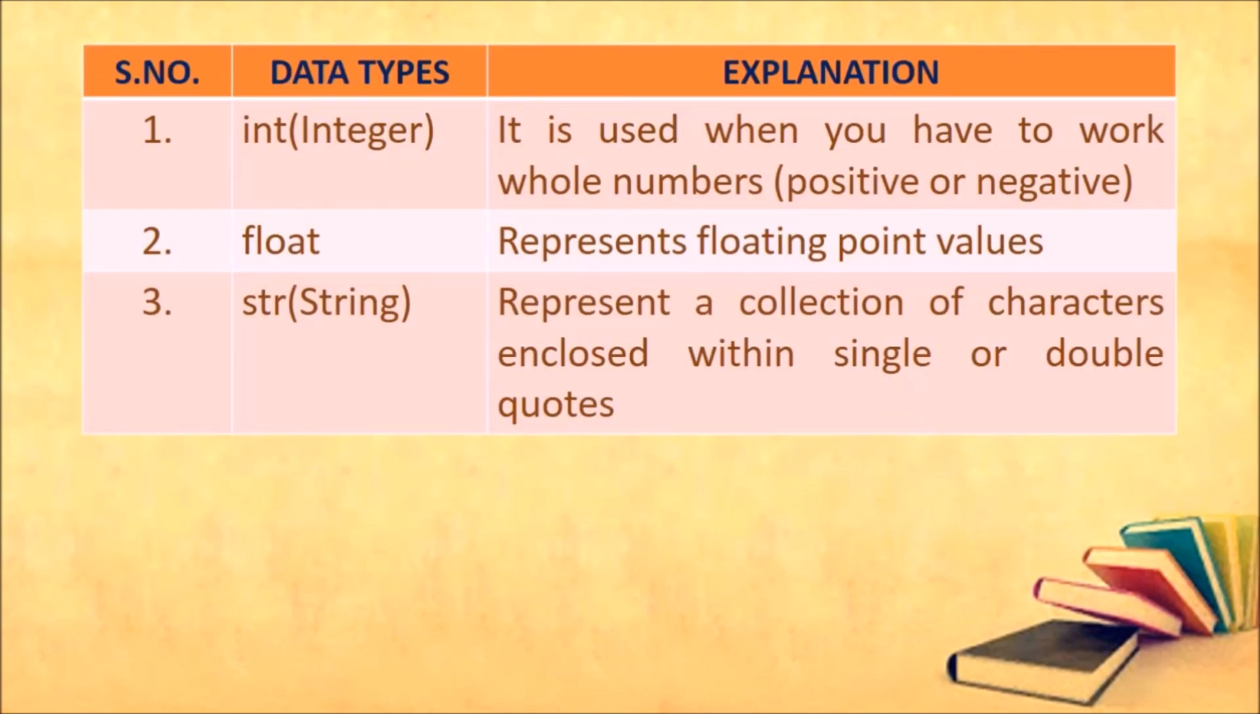Here are the types of data. The first is int, which stands for integer, and it is used when you have to work with whole numbers, like positive or negative numbers. The next is float, which represents floating point values, that is fractions, like 2.5, 3.0. The next is str, that is string, and it represents a collection of characters enclosed within single or double quotes. When you are using letters or characters, that represents a string. So these are the data types.